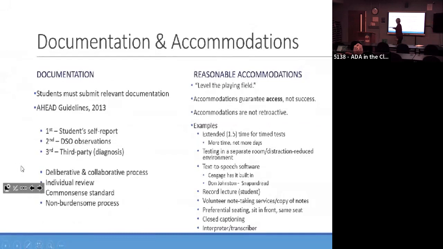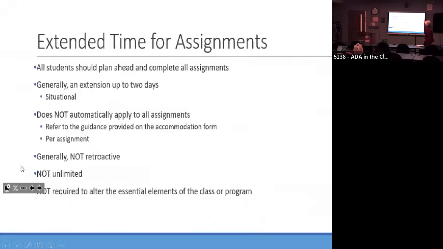Okay, so I believe it was last spring I put an ad hoc committee together, and we looked at this because 99.9% of the students who were coming into my office were asking for extended time for assignments. This ad hoc committee was me and faculty from different departments on campus. We looked at other community colleges and a few universities to see how they were handling it, and what we landed on is that it was basically only for people with conditions that are episodic.